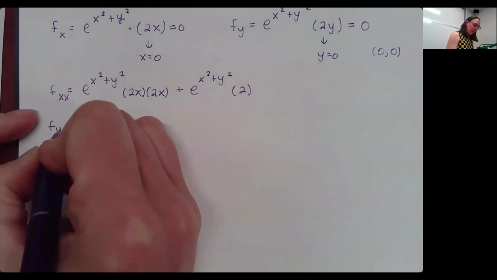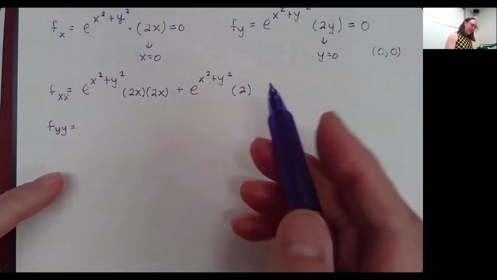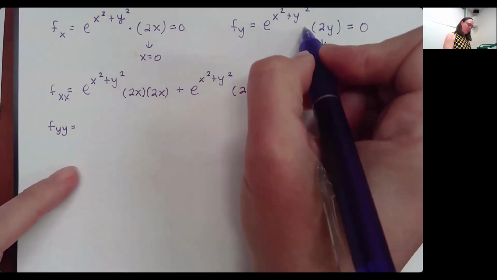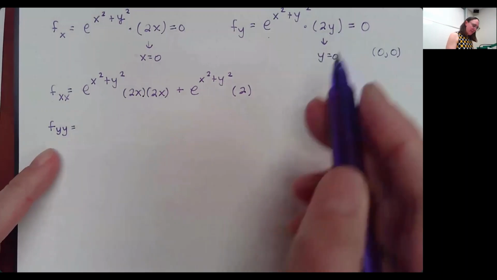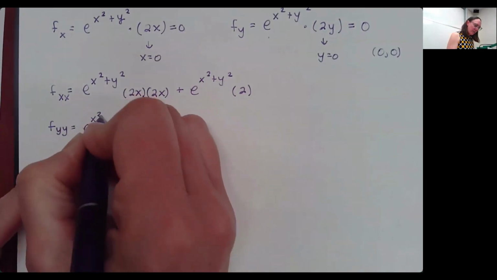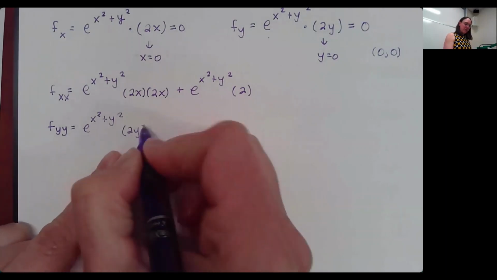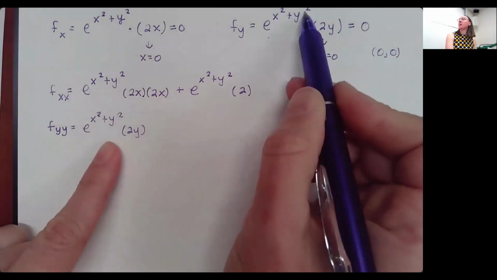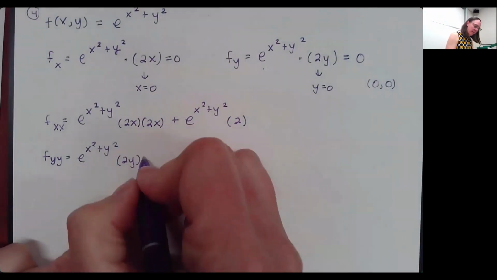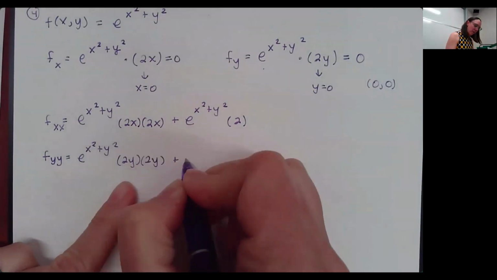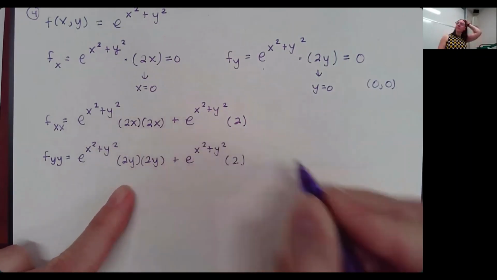My partial with respect to y twice looks a whole lot like the partial with respect to x twice. Again, I've got a product rule when I'm doing this one because both terms have y in them. So I'd have e to the x squared plus y squared times 2y. That's just from the partial of this first piece with respect to y. And then the product rule part says I need another 2y. And then I'll have e to the x squared plus y squared times 2.